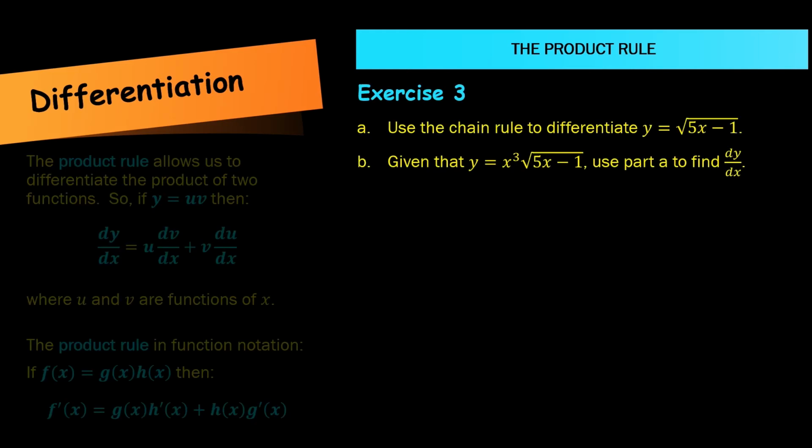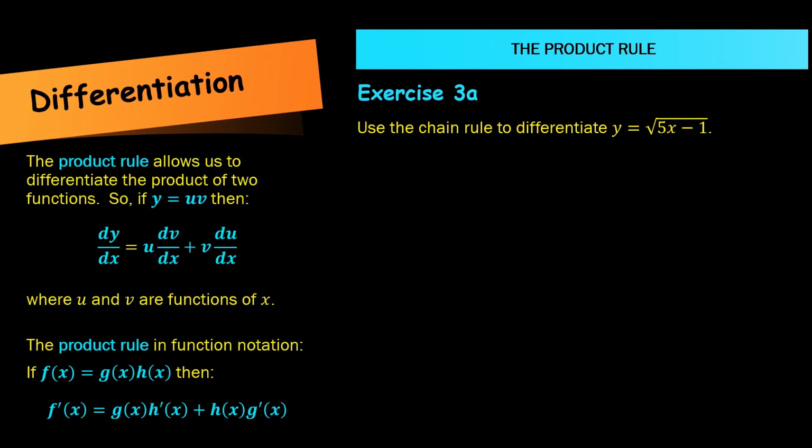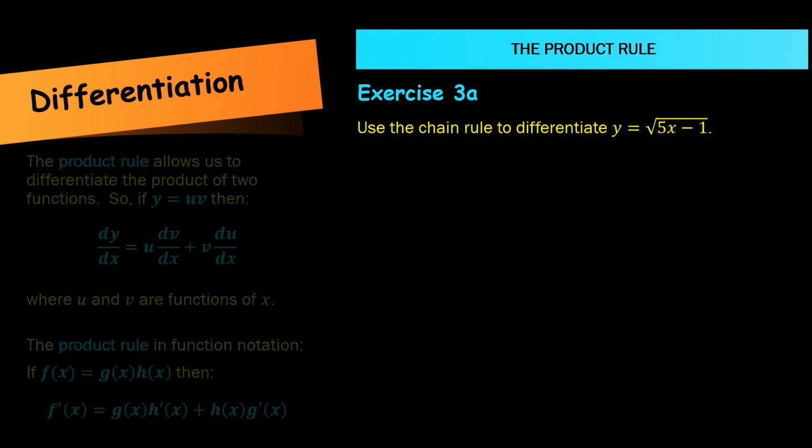Let's now take a look at an example. Pause the video and have a go. Press play when you're ready to view the solutions. So let's take a look at part A first. We are required to use the chain rule to differentiate y equals root 5x minus 1. So let's solve this.